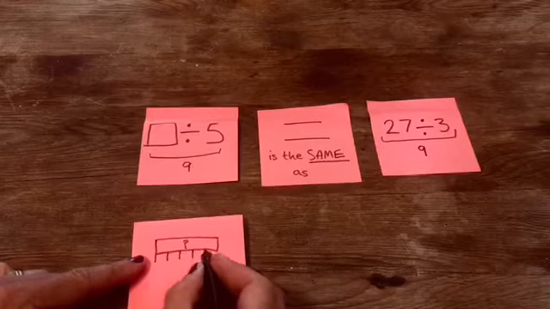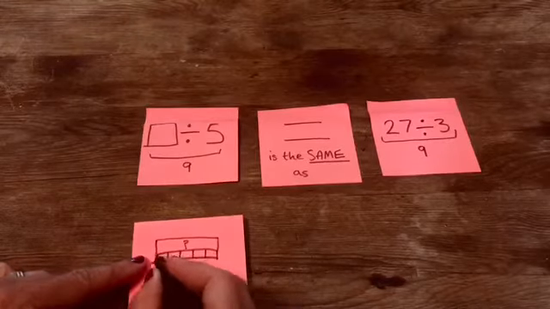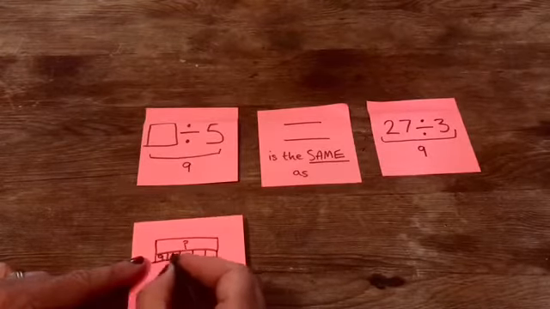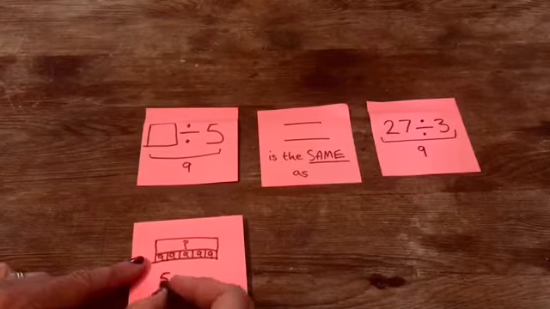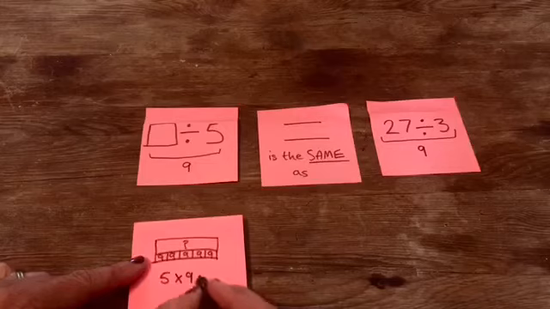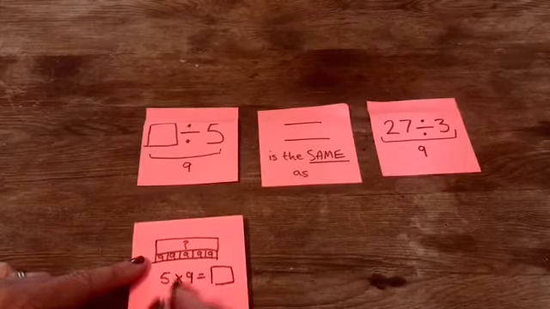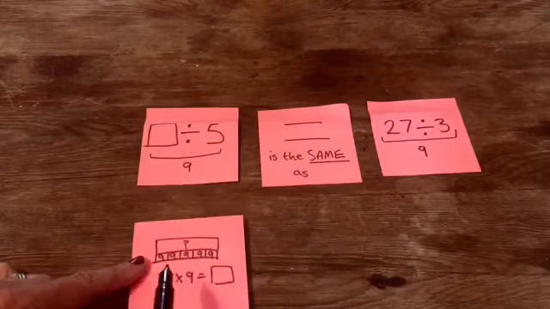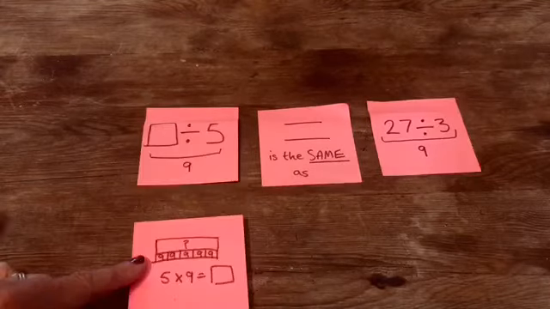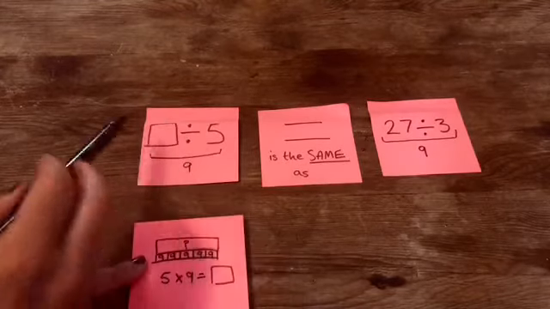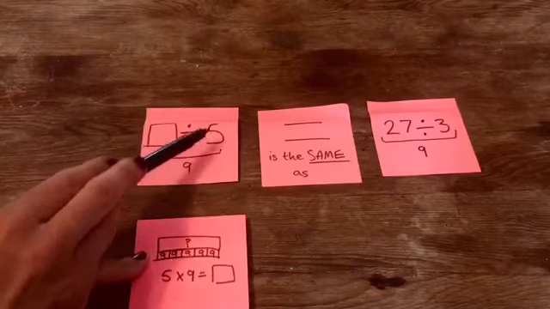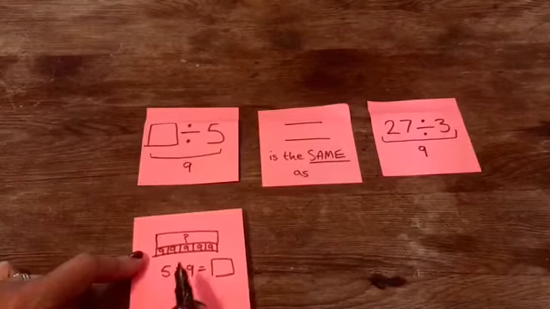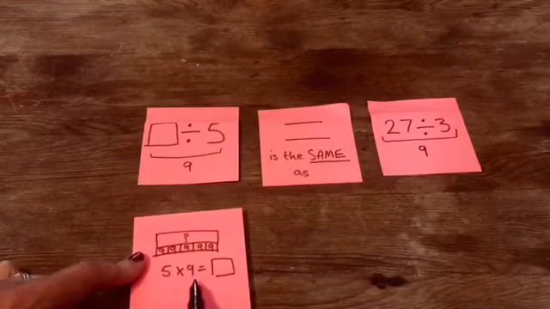1, 2, 3, 4, 5. If we split a number into 5, it makes 9. 9, 9, 9. So in other words, 5 times 9 will make that mystery number. We can use the opposite operation. We can use multiplication to work out this one. If you know your 5 times table, you might recognise that straight away, but if not, we can work backwards. We can do the inverse, the opposite. We can do 5 lots of 9.